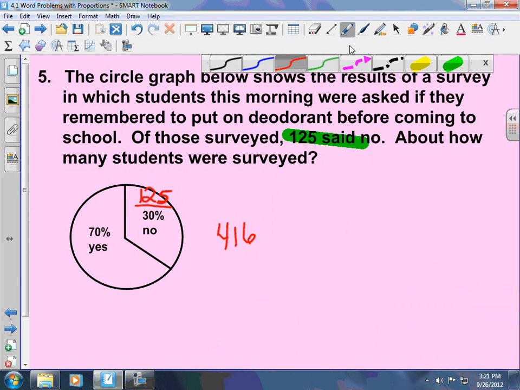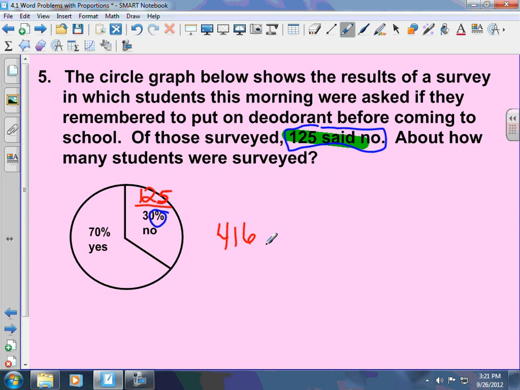And that's all you have to do. You simply take either how many said yes or how many said no, turn the percentage into a fraction and divide it. Always remember to have your percent sign on your percentage. If you just put 30, you're going to get 4.16, which is wrong. Okay? And that makes no sense. If 125 people said no, then I didn't survey 4.1 people. Okay?